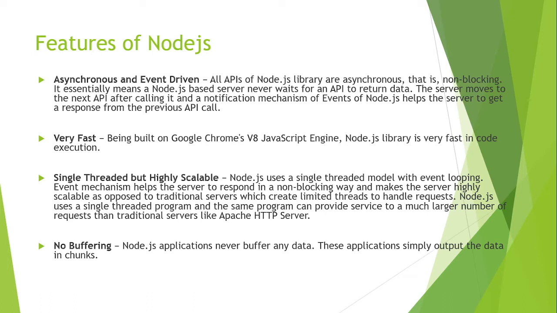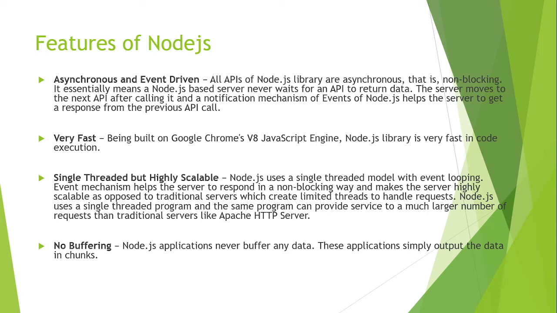Node.js uses a single-threaded program, and the same program can provide service to a much larger number of requests than traditional servers like Apache HTTP server. So many threads or many programs can be run on Node.js at a single time because it uses the event mechanism or event looping. It can stop if the data is not returned immediately and perform other tasks. So that is its feature.